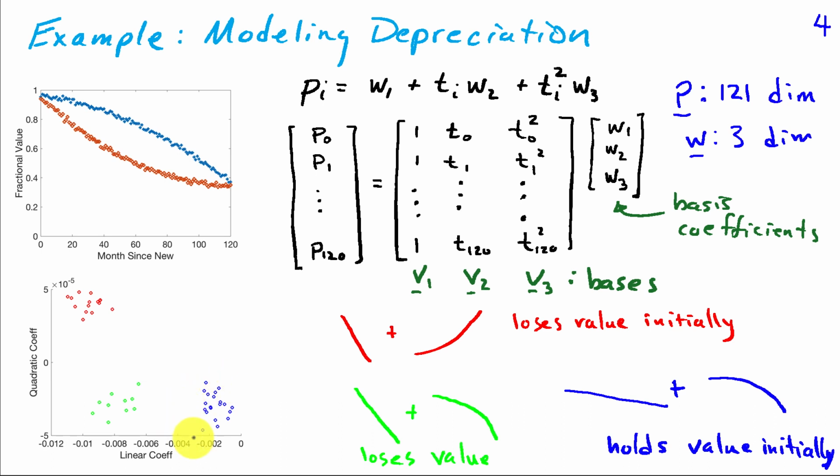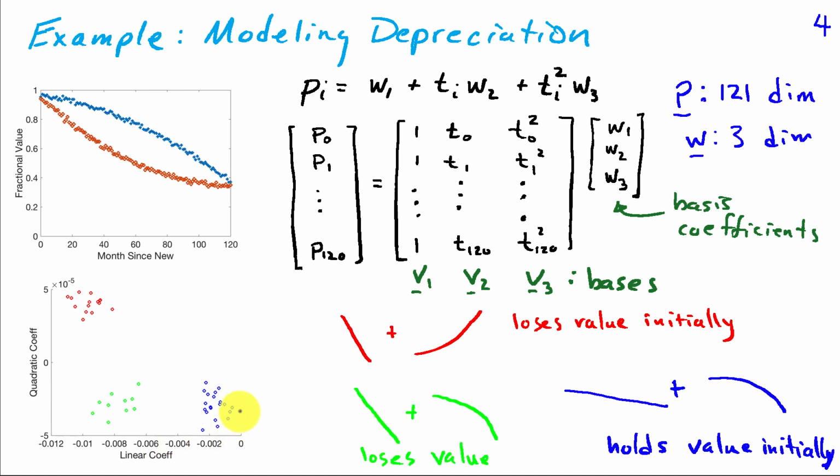Now the cluster of data that's associated with vehicles represented in blue, those tend to have fairly small negative slope in the linear term. And so those tend to hold their value initially, but then they have a negative value in the quadratic coefficient, so they're going to tend to lose their value later. And that would be representative of this blue curve. Now for fun, we threw in a few vehicles that have fairly steep linear slope and also have this negative quadratic component. And so these are losing value rapidly all the time.